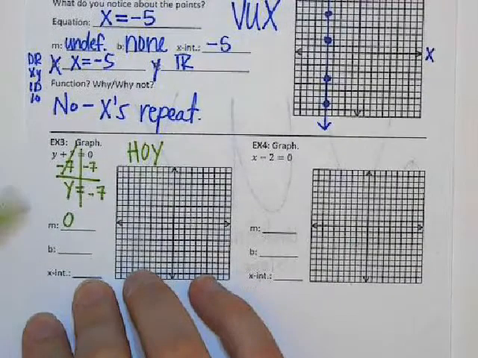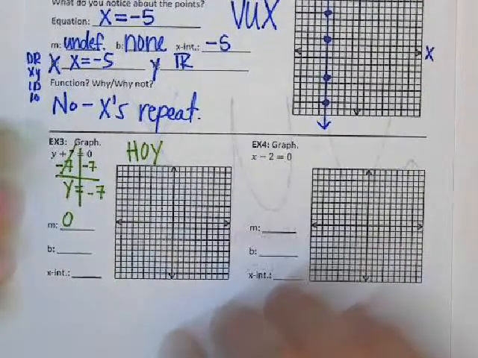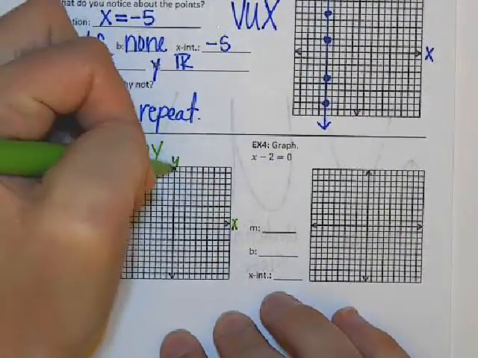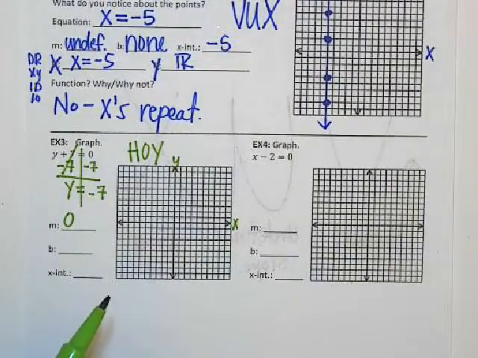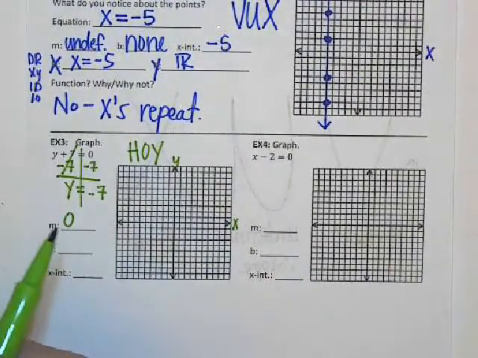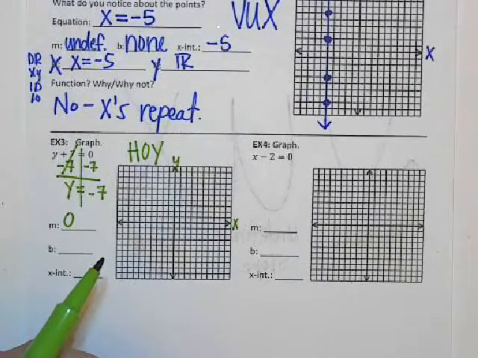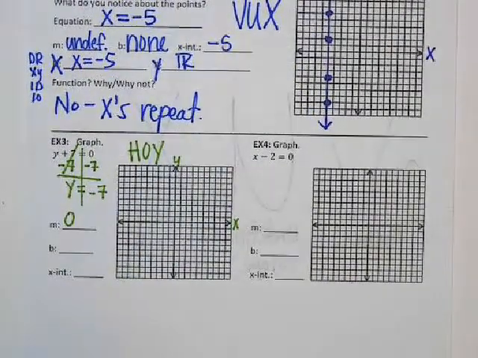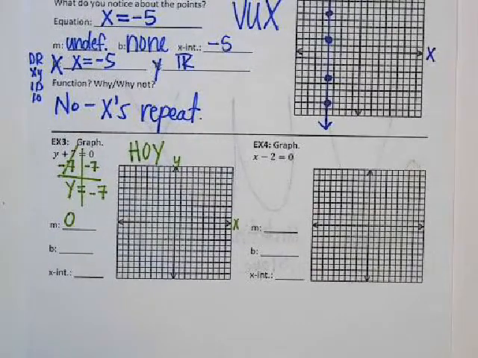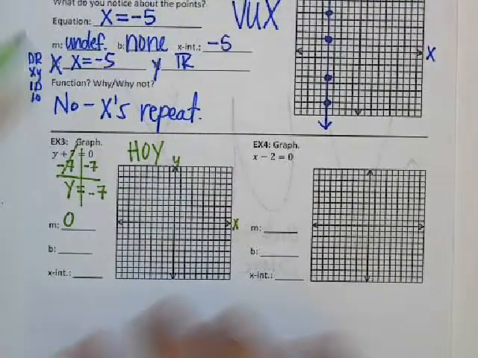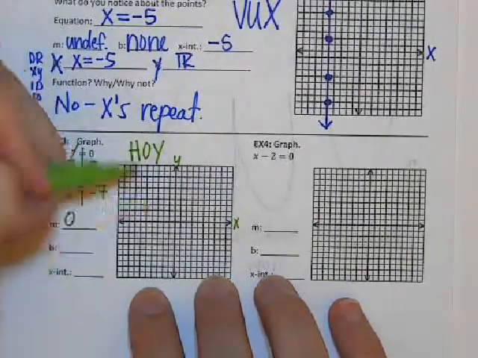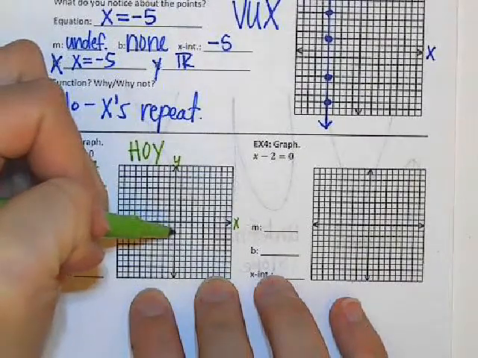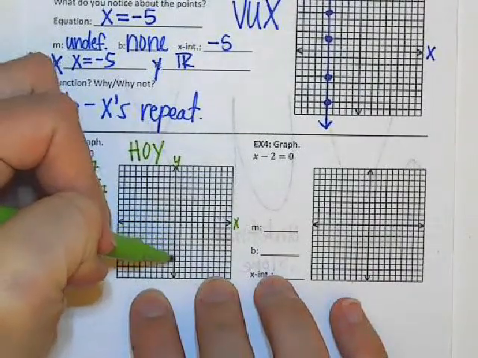Okay, we need to graph it first, so let's graph it. X and y axis. Now, it's y equals negative 7, right? So I'm going to go to my y-axis because it is y equals. So go to your y-axis and put a dot on negative 7. So I'm going to go down 1, 2, 3, 4, 5, 6, 7.